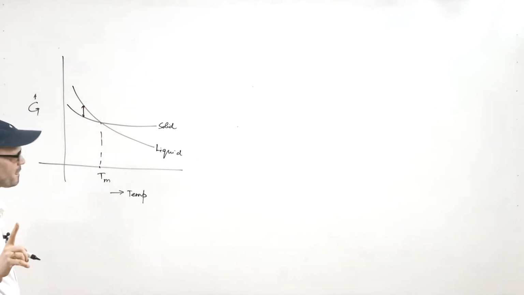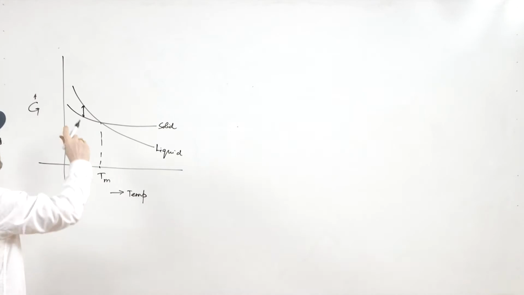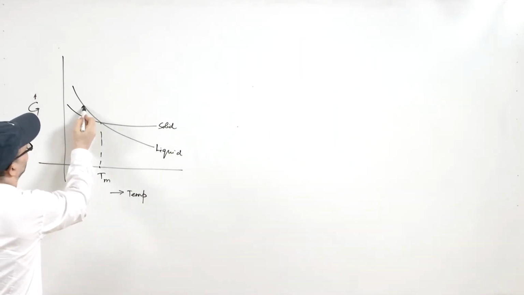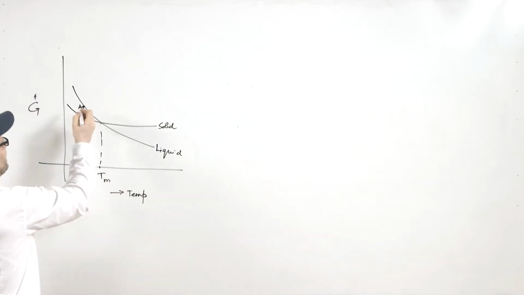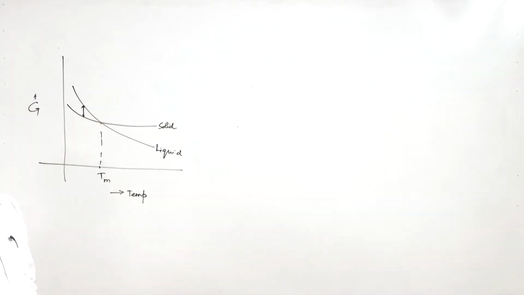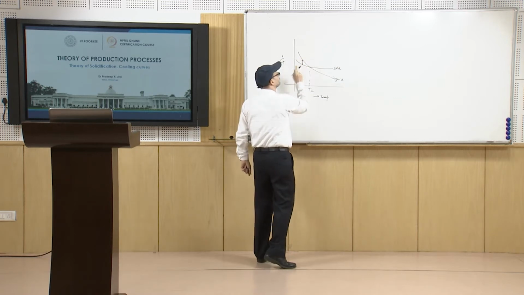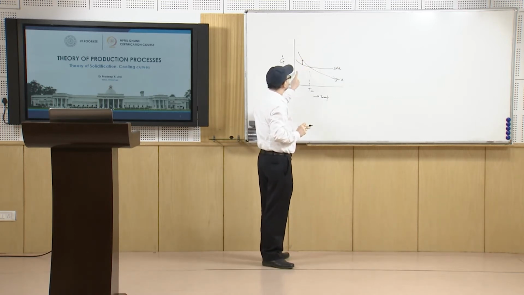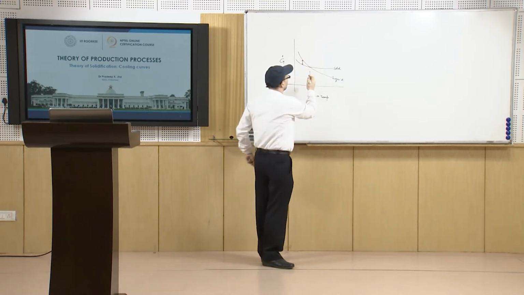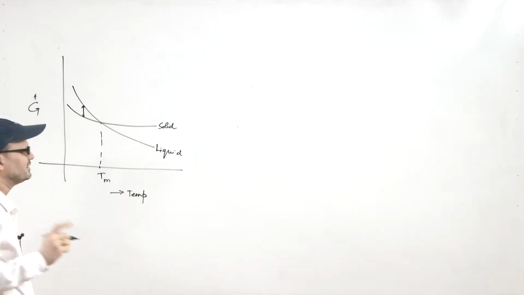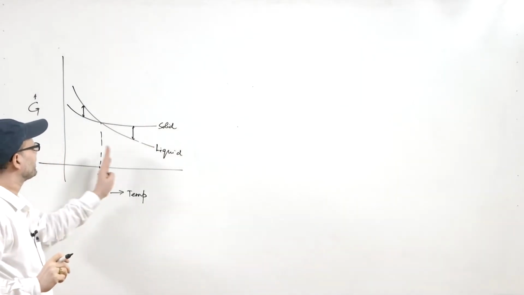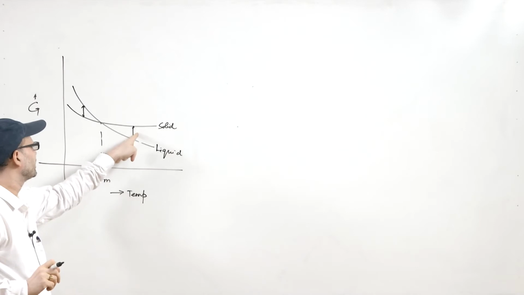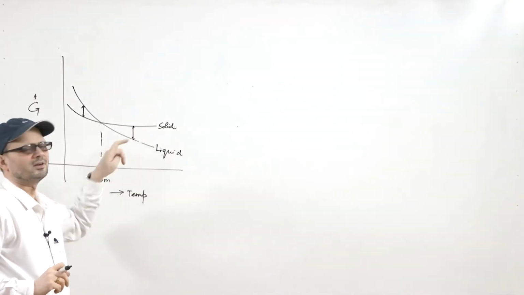So any transformation will take place in such a way that if there is a liquid and the temperature is made smaller, the liquid will transform to solid. The solid cannot transform to liquid in this condition. Whereas if you increase the temperature, the change is again negative, so the solid will slowly convert to liquid.